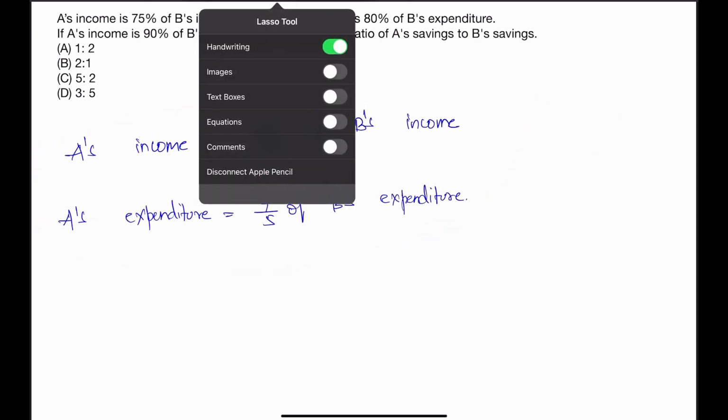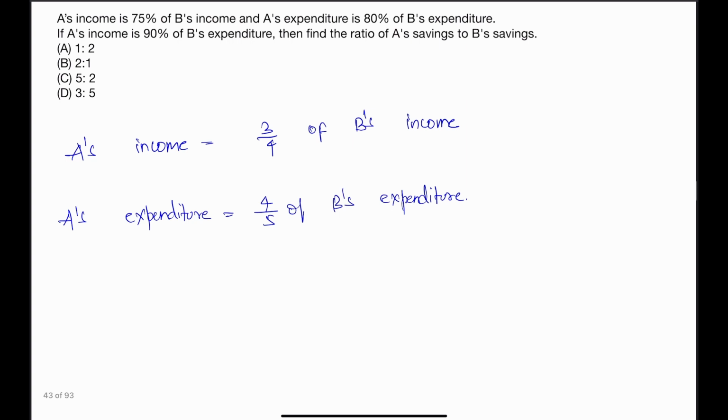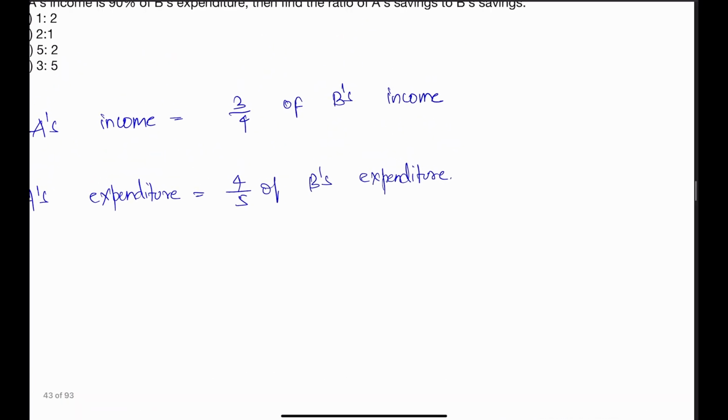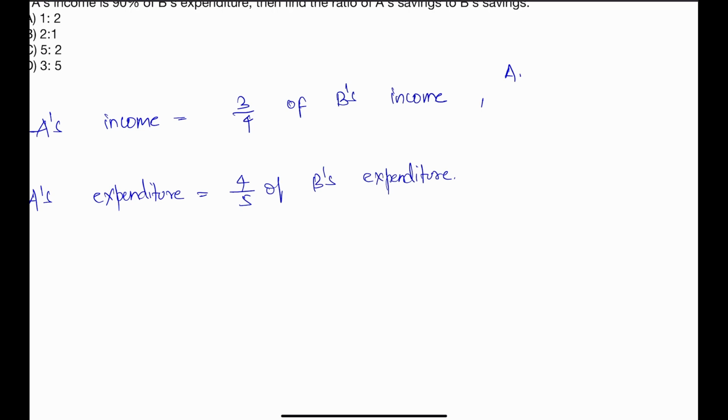Yeah, now I can turn on everything. Okay, then find the ratio of A saving to B saving. So with this line I can say A's income by B's income is in the percentage of 3 by 4, right? And A's expenditure by B's expenditure is 4 by 5.